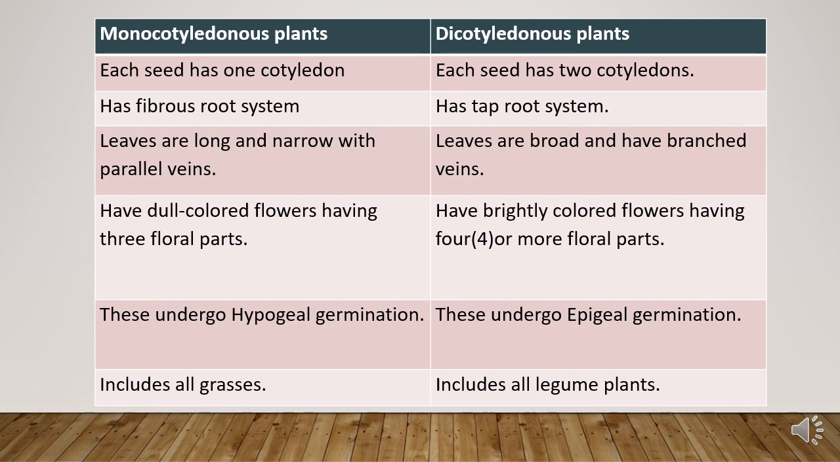Monocots mostly have dull flowers. They are dull colored and have just three floral parts. But when we go to dicotyledonous plants, they have very brightly colored flowers and have four or maybe more floral parts.